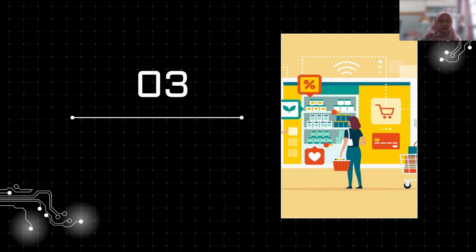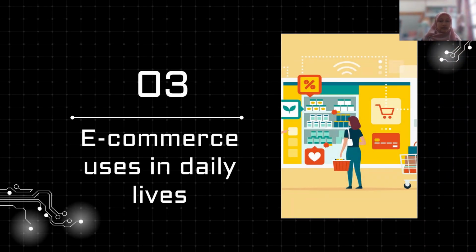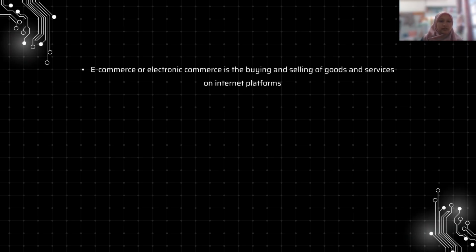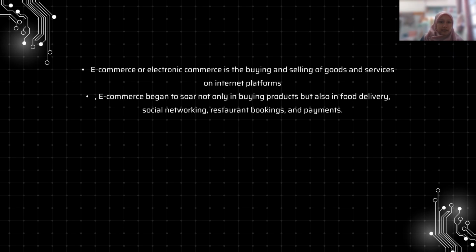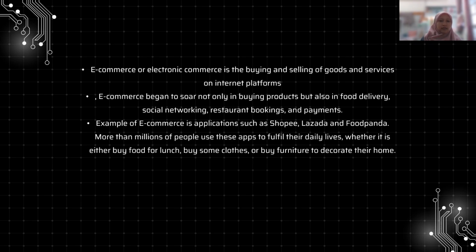The last example for digital social innovation is e-commerce use in daily life. The definition of e-commerce or electronic commerce is the buying and selling of goods and services on internet platforms. E-commerce began to show not only in buying products but also in food delivery, social networking, restaurant bookings, and payments. Examples of e-commerce are applications such as Shopee, Lazada, and Foodpanda.